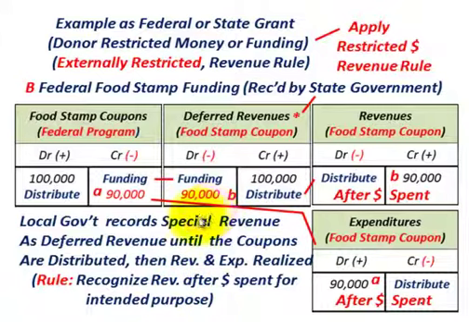Okay, so we looked at a basic example of donor restricted money, externally restricted money, and it was really a federal grant administered through the state for these food stamps. So when we're talking about that donor restricted money, you have to apply the restricted money rule, essentially. That is, you can't recognize any revenues until the dollars are spent, and then the revenues that you recognize can only be spent for the intended purpose. So that's the key when you're applying that restricted dollar revenue rule for externally restricted funding. And that's donor restricted funding in this case.